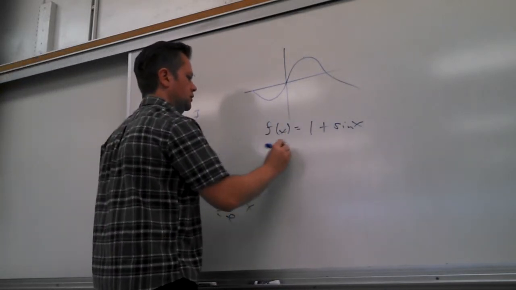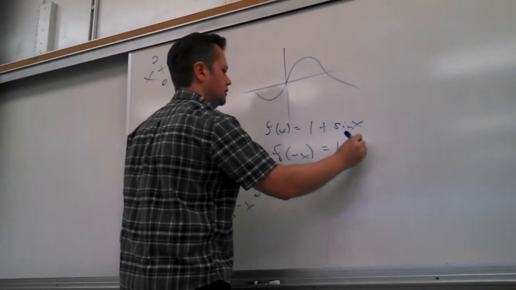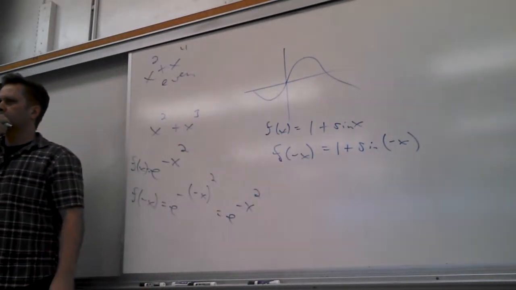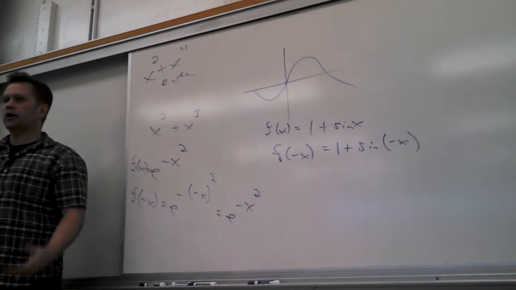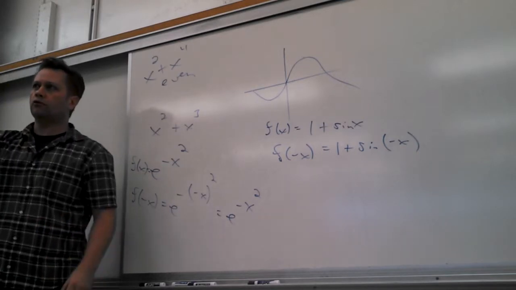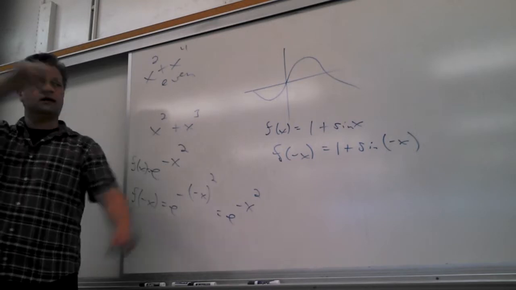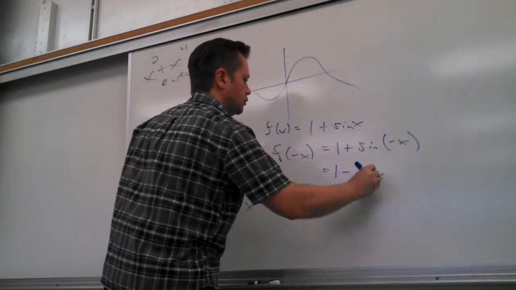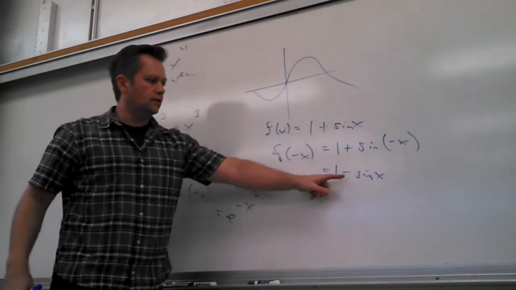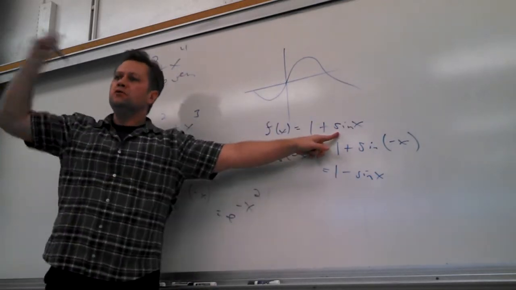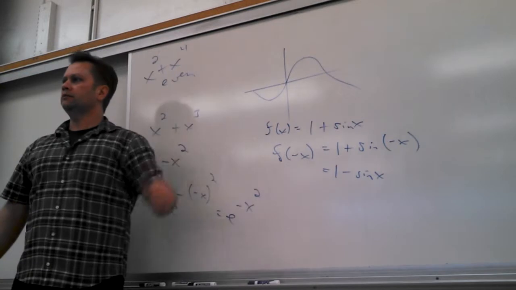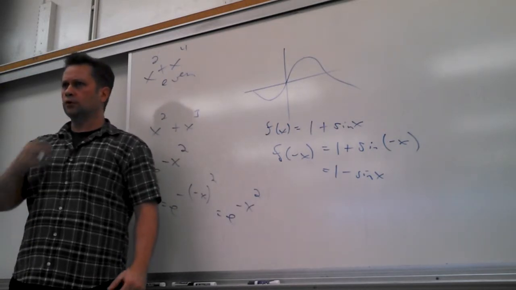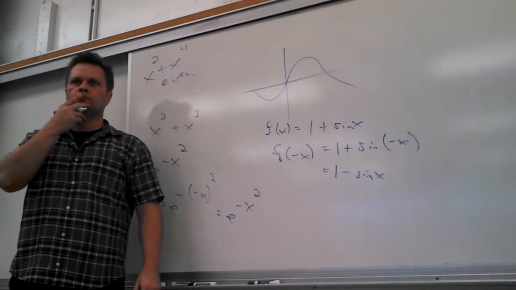But you can still do the test. Just do the test. What's f of negative x? 1 plus sine of negative x. And now you got to remember what that is. Good. Negative sine of x. And that property of sine is because it's odd. So this would be 1 minus sine x. So is that the same as it was? No. Is it the negative of what it was? No, because the 1 is still positive, right? Yes? Okay.